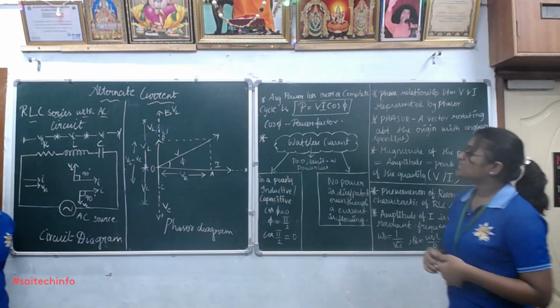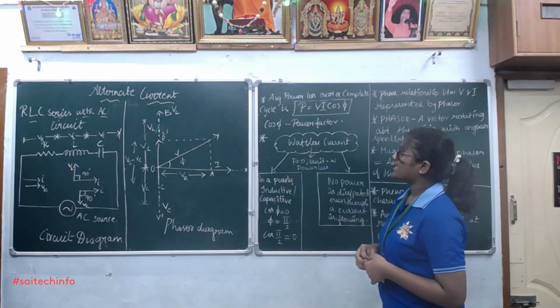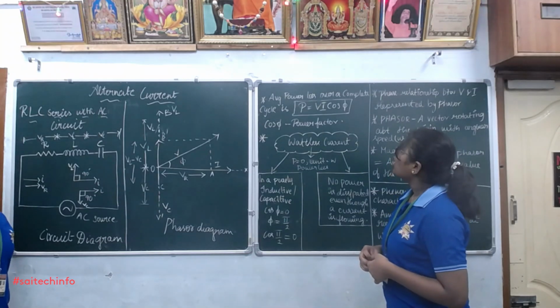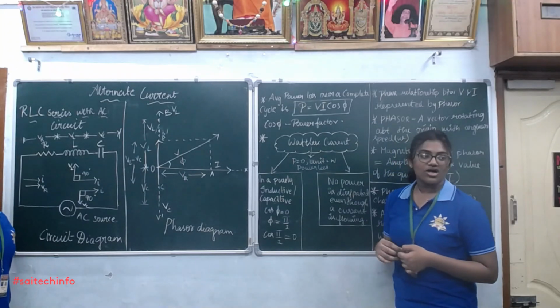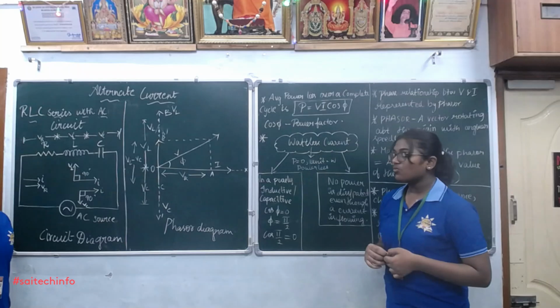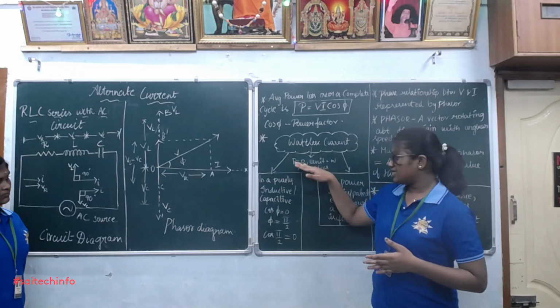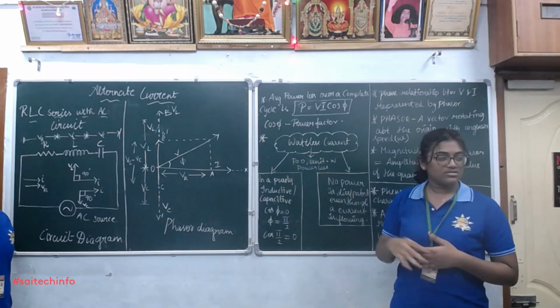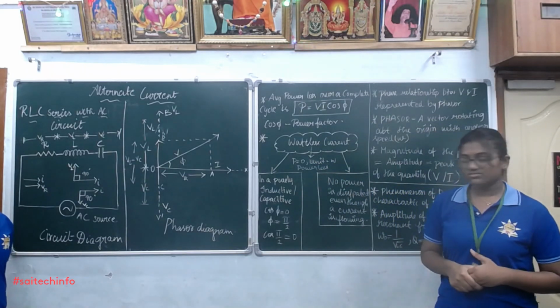The first one is power factor. Cos phi is also known as the power factor, and the average power over a complete cycle is P equal to V into I into cos phi. The next one is wattless current. Wattless current is when the power in a circuit is zero. It becomes zero when phi is 90 degrees, because cos phi is equal to 0.